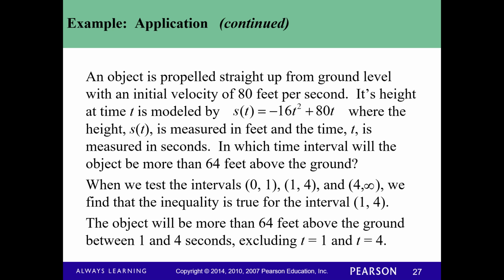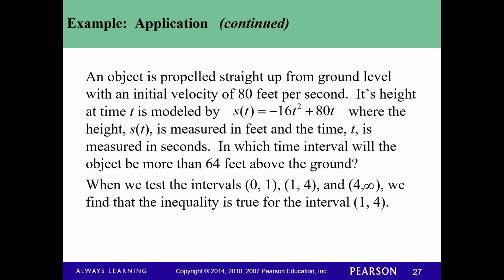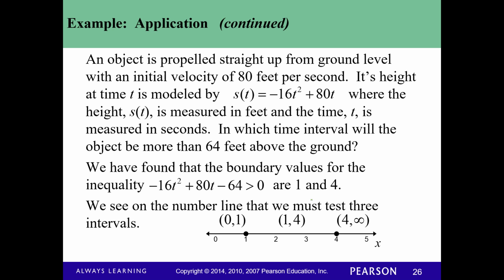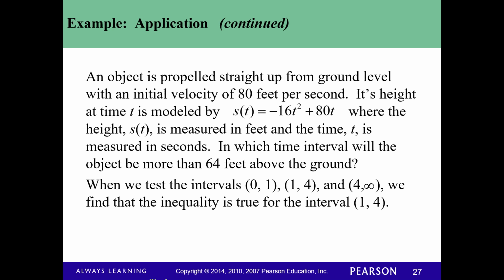We're simply going to have to test some points now. And when we test the points, you will see that it's only true for the middle interval. If you plug, say, 2 into the original function, it satisfies it. So the object will be more than 64 feet above the ground between 1 and 4 seconds, excluding 1 and 4 entirely. We did that simply by testing a point, and it worked. If we tested a point in the other intervals, it would have been negative throughout.